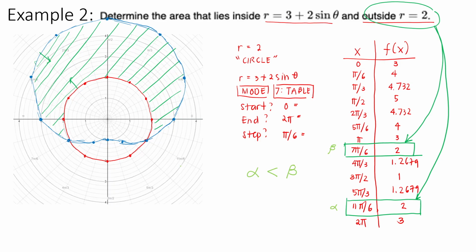So let's erase first. Again, the starting value for your drawing is at this location, 11 pi over 6. Then the ending value is somewhere here, di ba? At 7 pi over 6. So that's why this one is the beta. Then the alpha is 11 pi over 6. But again, alpha should be lesser than beta. So instead of using 11 pi over 6, we're going to use the negative counterpart of 11 pi over 6, which is negative pi over 6. So this will be your alpha, then this will be your beta.